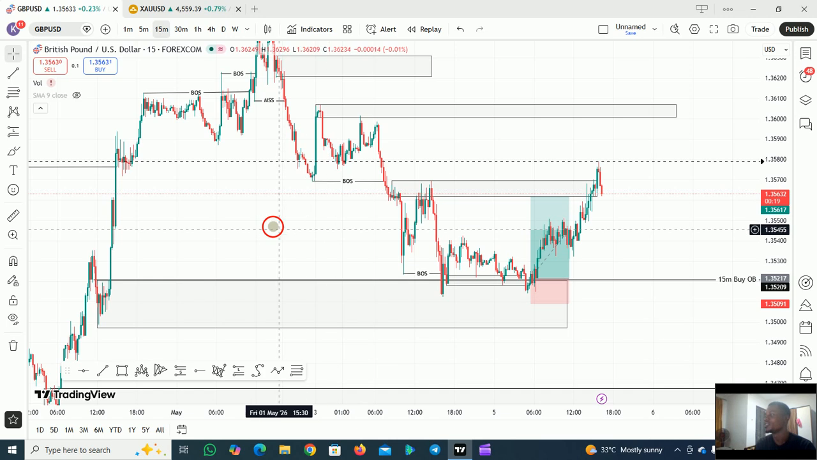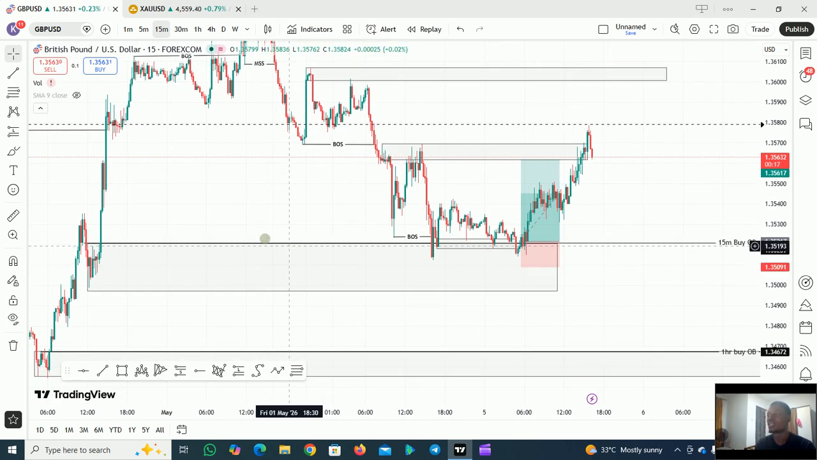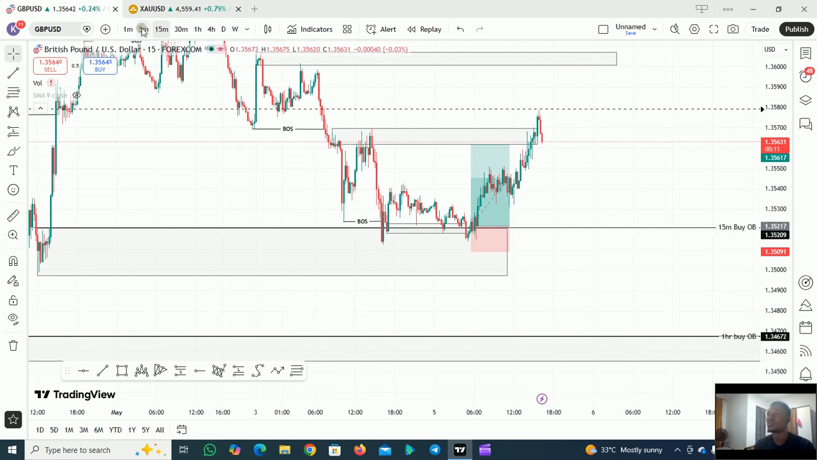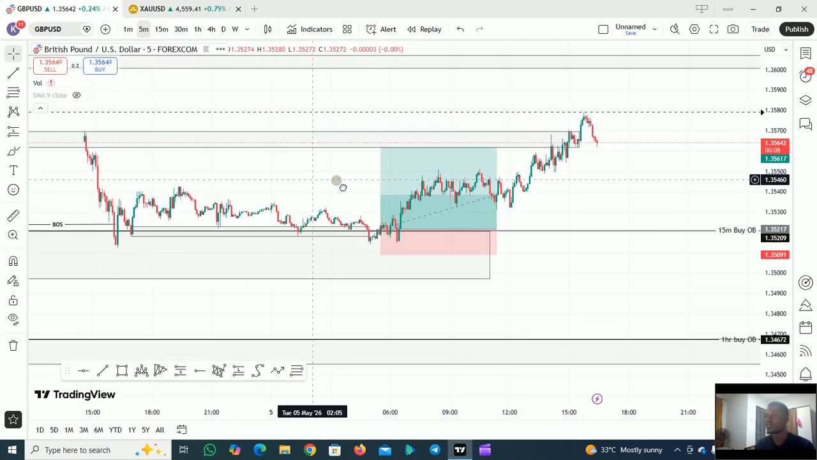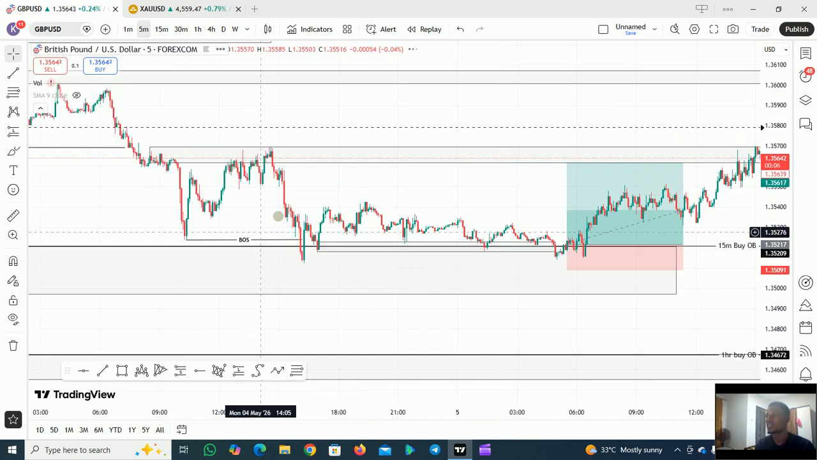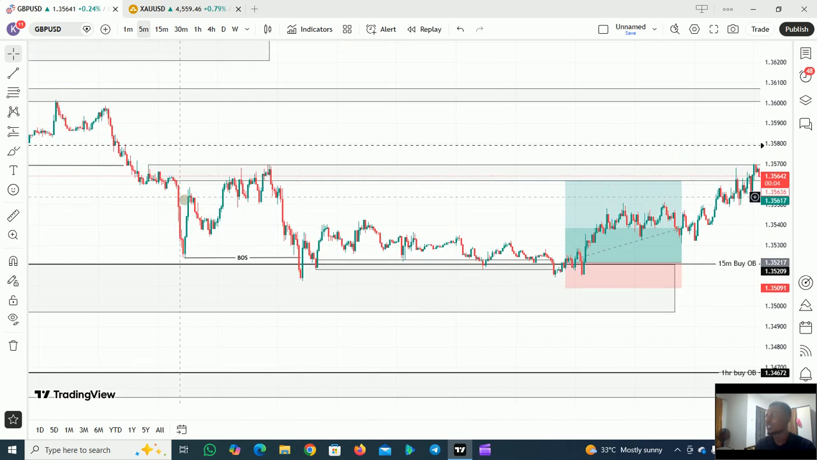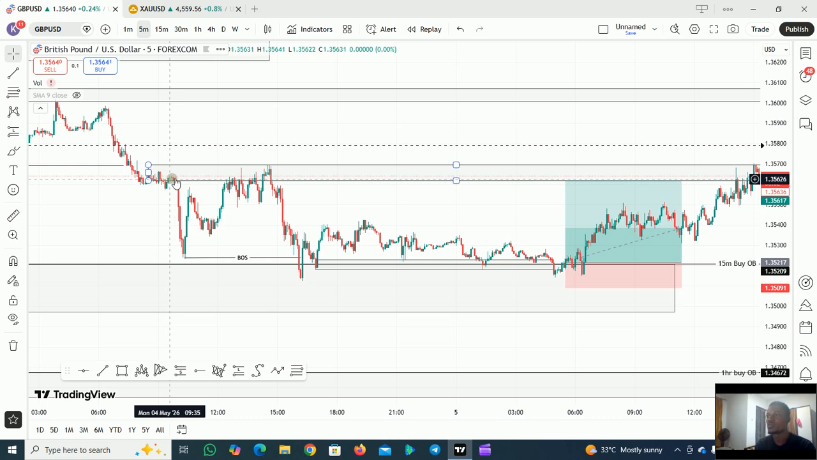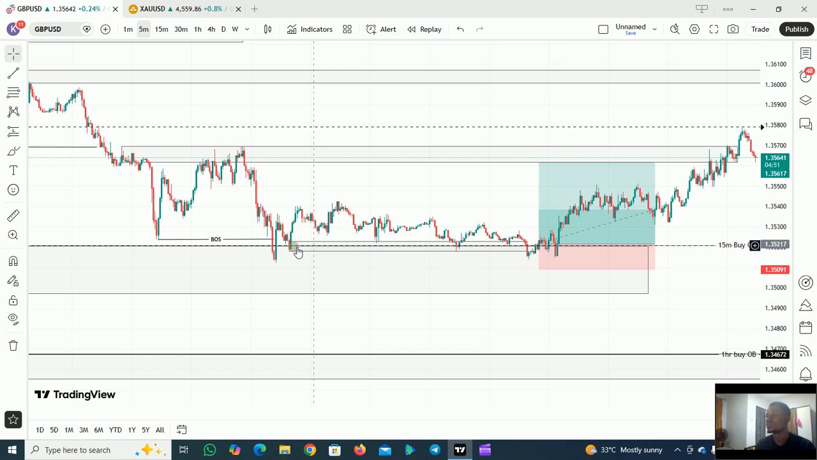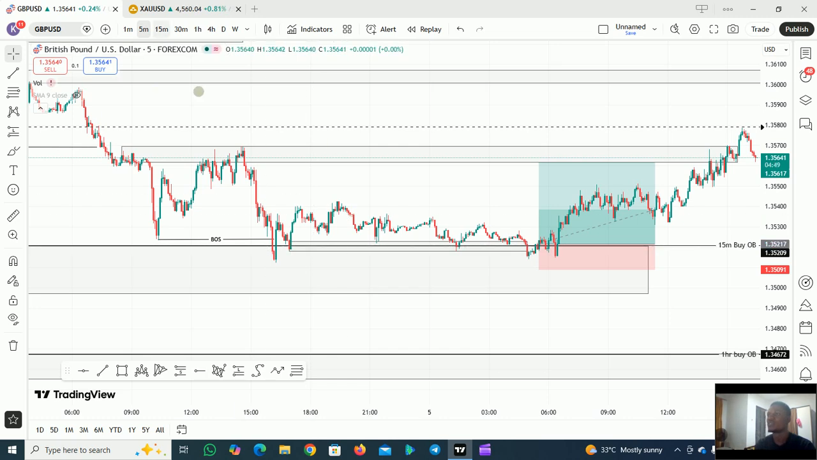Immediately the market mitigated my 15-minute buy order block. On our 5 minutes, the market already caused a market structure shift. As you can see on our 5 minutes, this was the last low that came to break structure here. So the market already broke this place with a body candle. Then the market retraced back to our 15-minute buy order block.